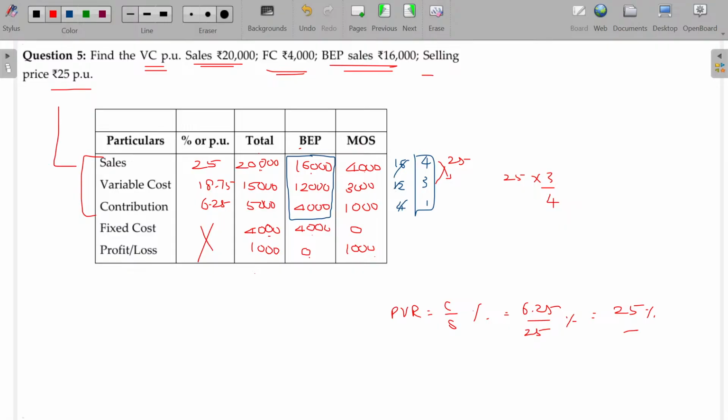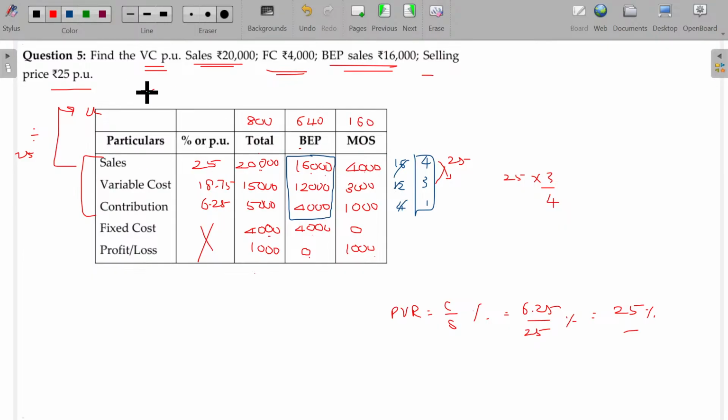Now you can calculate the sales in terms of units. How can you calculate the total sales, BEP and MOS sales in terms of units? Overall sales will be divided by the sales price per unit, which is 25 rupees. 20,000 divided by 25, 800 units. 16,000 divided by 25, 640, and 4,000 divided by 25, 160.